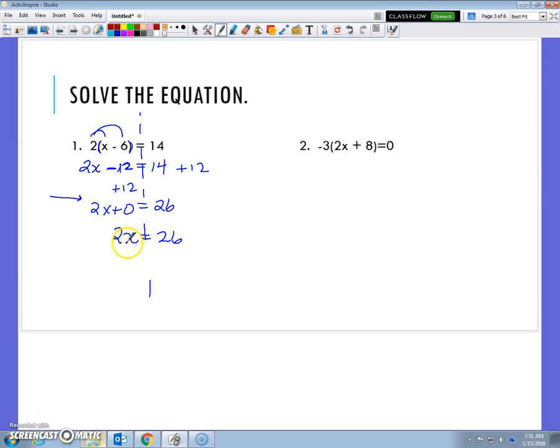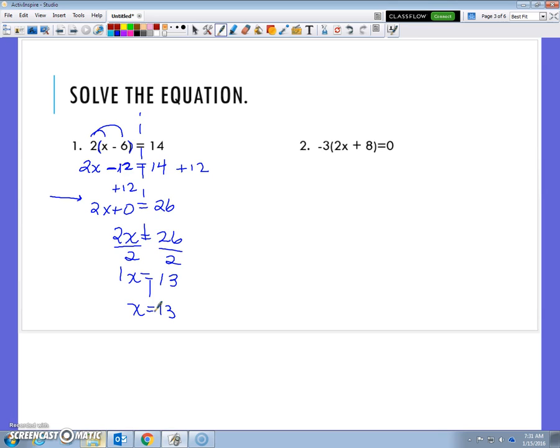The inverse operation of multiplication is division. So now I will divide both sides by 2. I'm showing every little step on this first example. I know that 2 divided by 2 is 1, so now I have 1x. On the right-hand side, 26 divided by 2 is 13. I know 1 times x is still just x, so x must equal 13. Alright, so there's my solution.